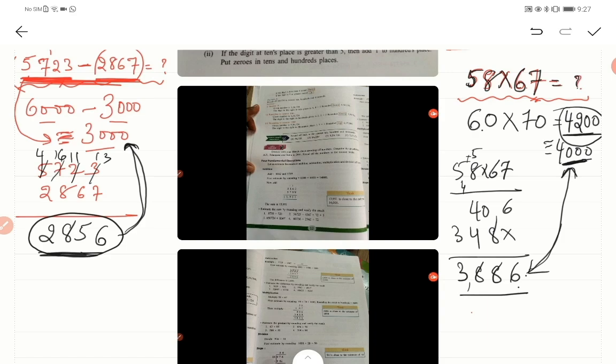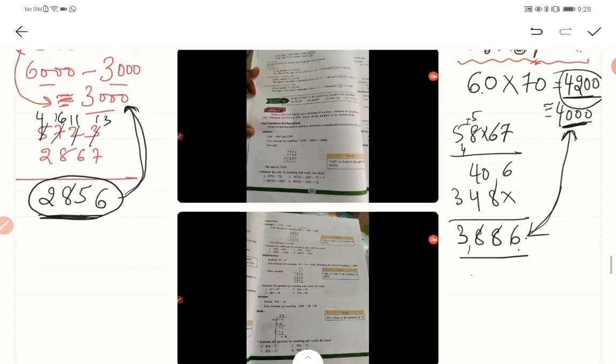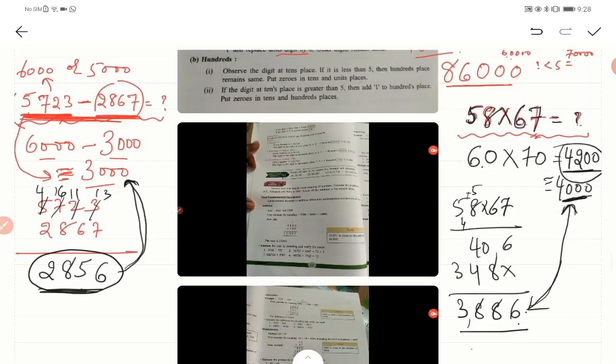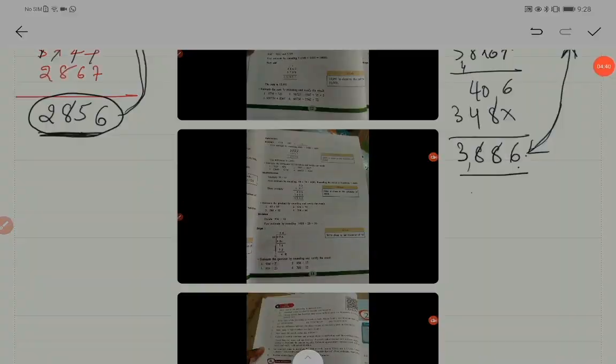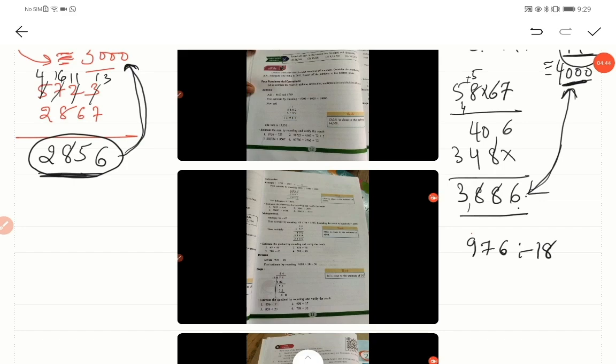Okay, this is how you do your rounding of problems by using different operations, fundamental operations. Okay, let us do one example for division. Let us take one example for division. We have 976 divided by 18.